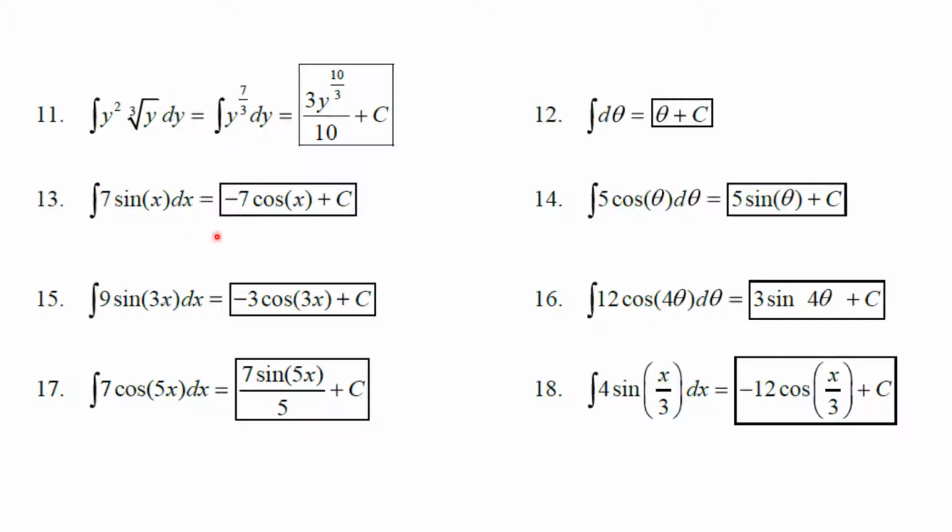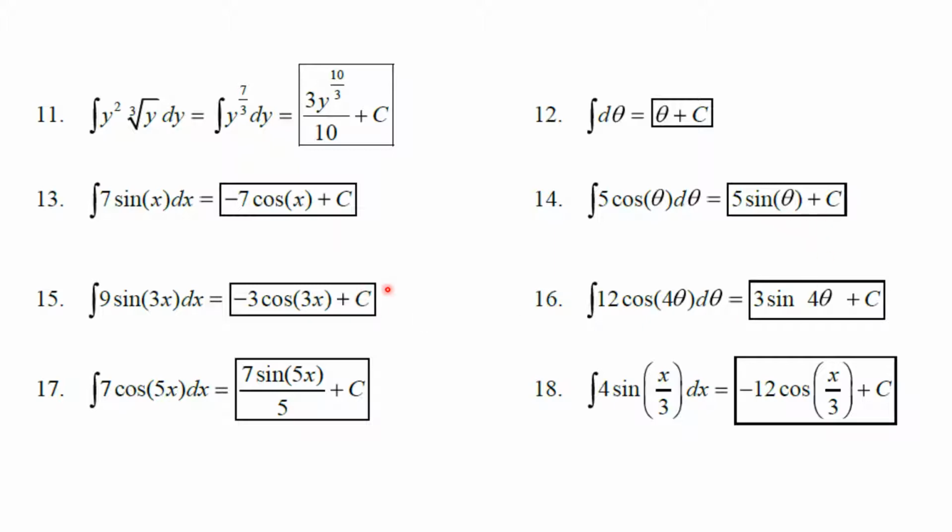Integrating sine and cos, just a recap: when you integrate sine, you will get negative cos. Like number 13, 7 is a constant, just leave the 7 there. Integrating sine gives you negative cos x. So the resultant here will be negative 7 cos x plus c. For number 14, 5 is a constant again. Just leave the 5 alone. Integrating cosine theta gives you sine theta plus c.